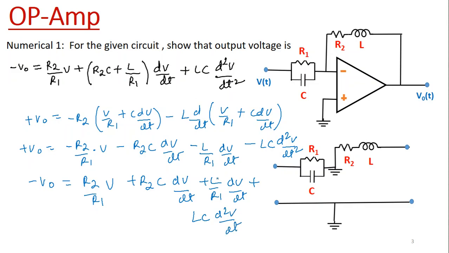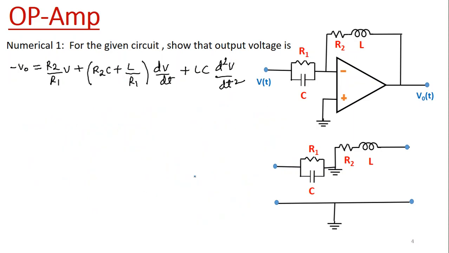Now if we combine all the terms of dV by dt into one side, we get this type of equation. This is dV by dt and this is dV by dt, so we get R2C plus L by R1 into dV by dt. So the final equation will be like this only. This is the final equation we got from this circuit diagram.